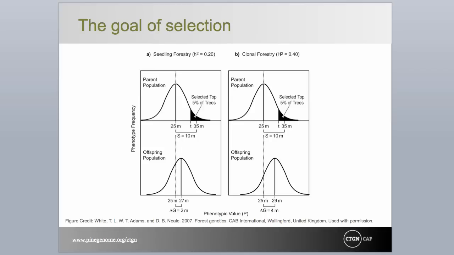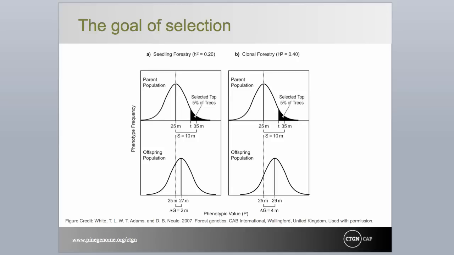From a quantitative genetic perspective, the goal of selection is to move the mean of the select population relative to the previous foundation population. Consider the illustrations noted here for the trait tree height at rotation age for the seedling and clonal forestry options, that is, additive versus total genetic variation. Given what we learned in the previous module, we can calculate gain from selection as follows. Let's take the seedling case first.